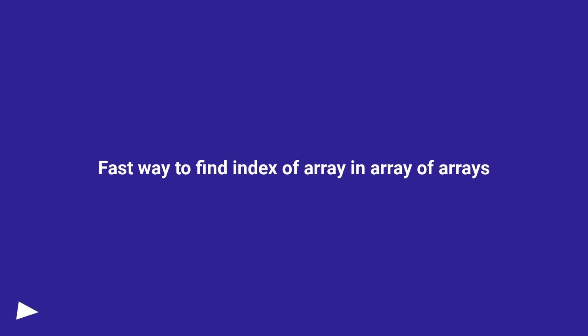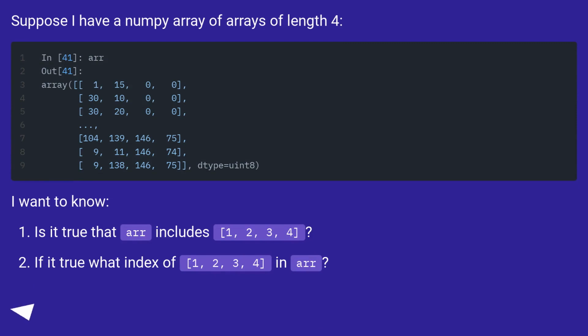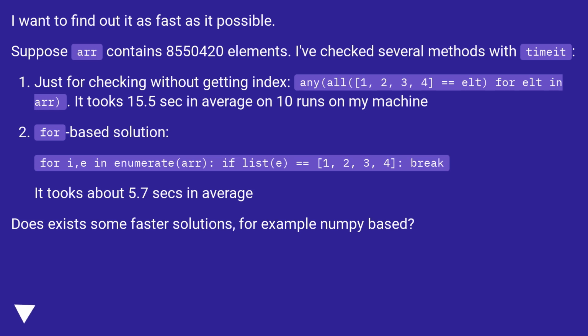Fast way to find index of array in array of arrays. Suppose I have a numpy array of arrays of length 4. I want to know: is it true that R includes [1, 2, 3, 4]? If it's true, what is the index of [1, 2, 3, 4] in R? I want to find it out as fast as possible.